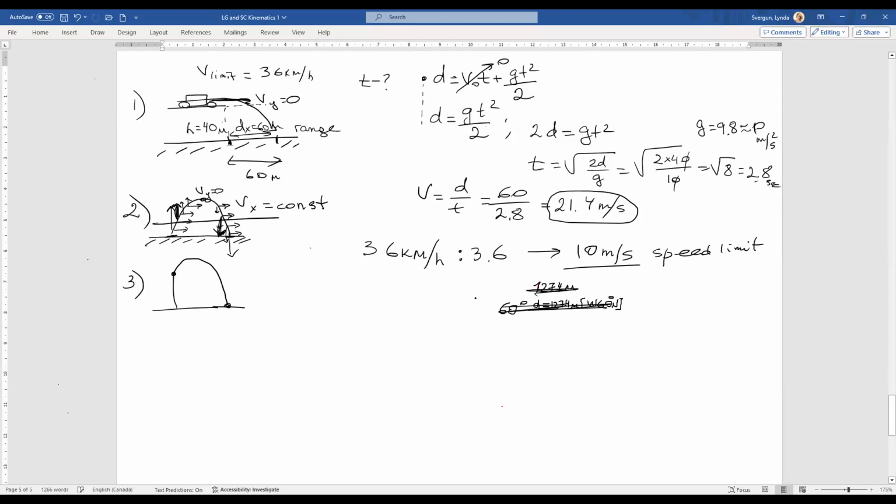Okay, so speed limit was 10 meters per second, and our driver had 21.4. So what is the conclusion? What is bigger? That one, right? So the driver was speeding. Okay, so he will be charged. The driver exceeded the speed limit.